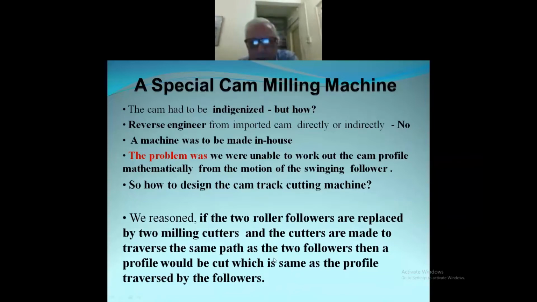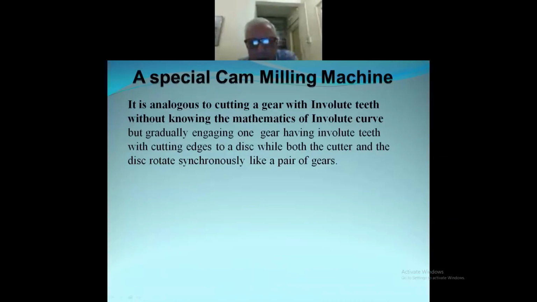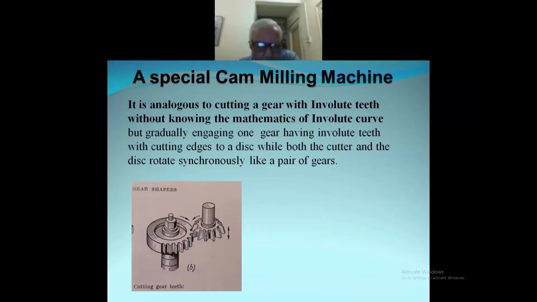It's simple. What I'm saying is analogous to cutting a gear without knowing the mathematics of the involute curve. And we can do it like this. For example, I don't know much about involute, but here is a cutter which has involute teeth, with some modification so that it can act like a cutter. And I make it engage with a round blank. Suppose I want to cut 40 teeth, and this has got 20 teeth, then I have to make them run at synchronous speed, and this will be running at half the speed of this one. This will be going up and down, cutting the metal, and also it will be fed in. Ultimately, I'll get a gear with involute teeth.